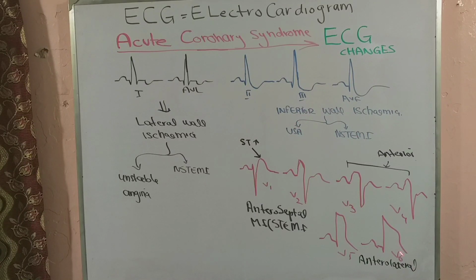Then comes the anterior group of the chest leads. Here you see there is an ST elevation, and if it is in the V1 and V2 only, it will be known as anteroseptal MI, and it will be ST elevation MI. You don't need to categorize it into unstable angina and non-ST elevation MI, because it is ST elevation. And if it is only the V5 and V6, it will be known as anterolateral, and the anterior pure are the V3 and V4, but V1 to V6 are the anterior chest leads, and the incriminated artery is the left anterior descending in most of the cases.